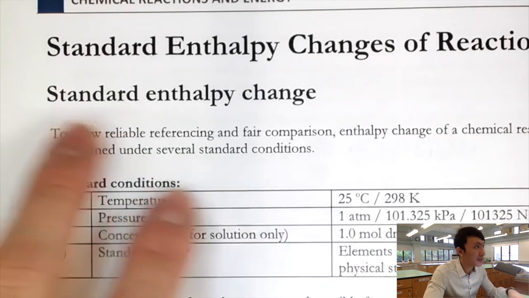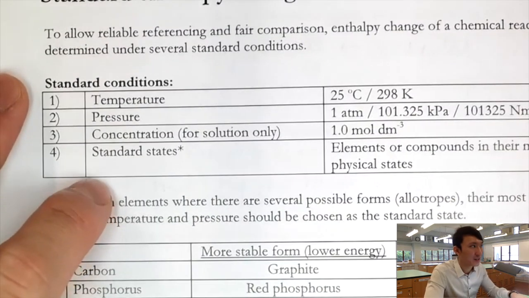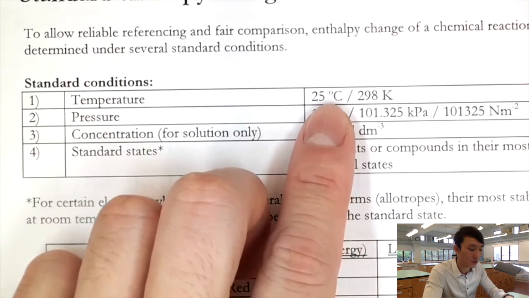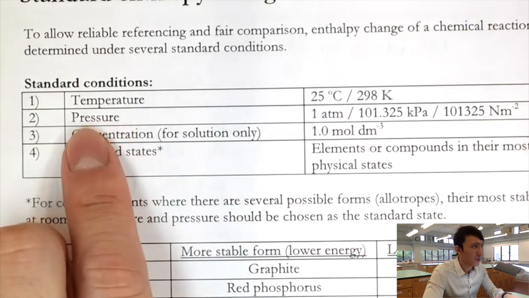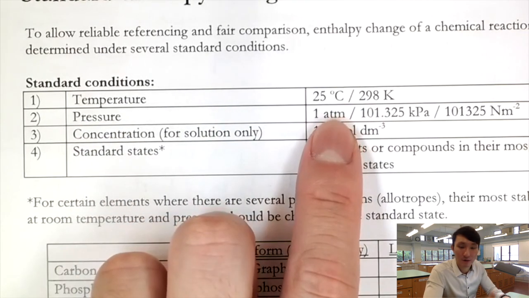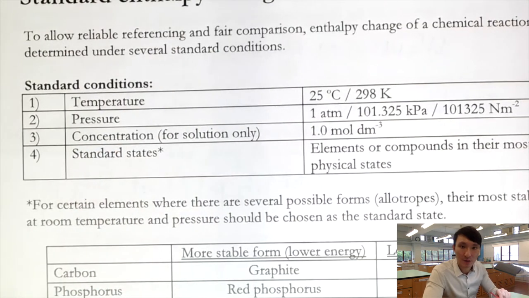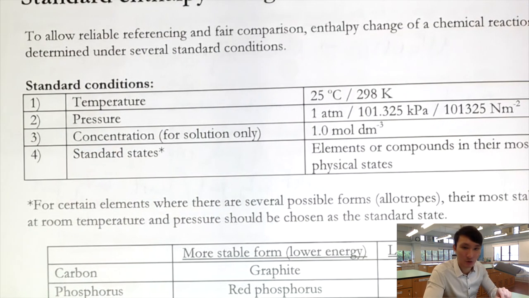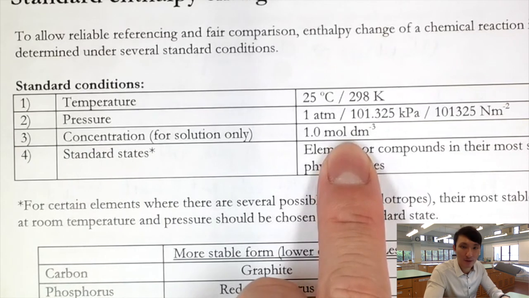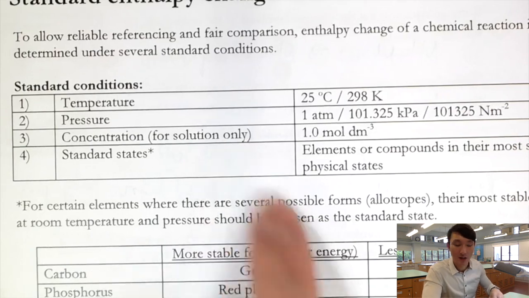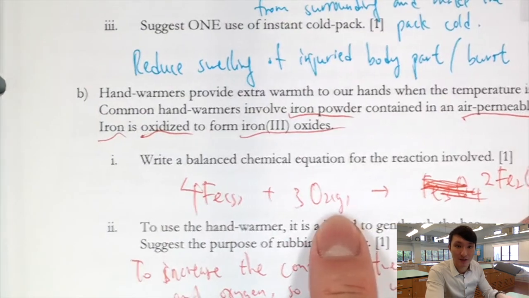Now here are 4 standard conditions. First of all, temperature. Temperature must be maintained at 25 degrees Celsius or 298 Kelvin. For pressure, we are looking for atmospheric pressure, so 1 atm. For concentration, if your reaction involves solution, then we expect the solution to be 1 mole per dm cube. But this is only applicable for reactions involving solution. So just now, in this one, we are not concerned about the concentration because they are not aqueous solutions.